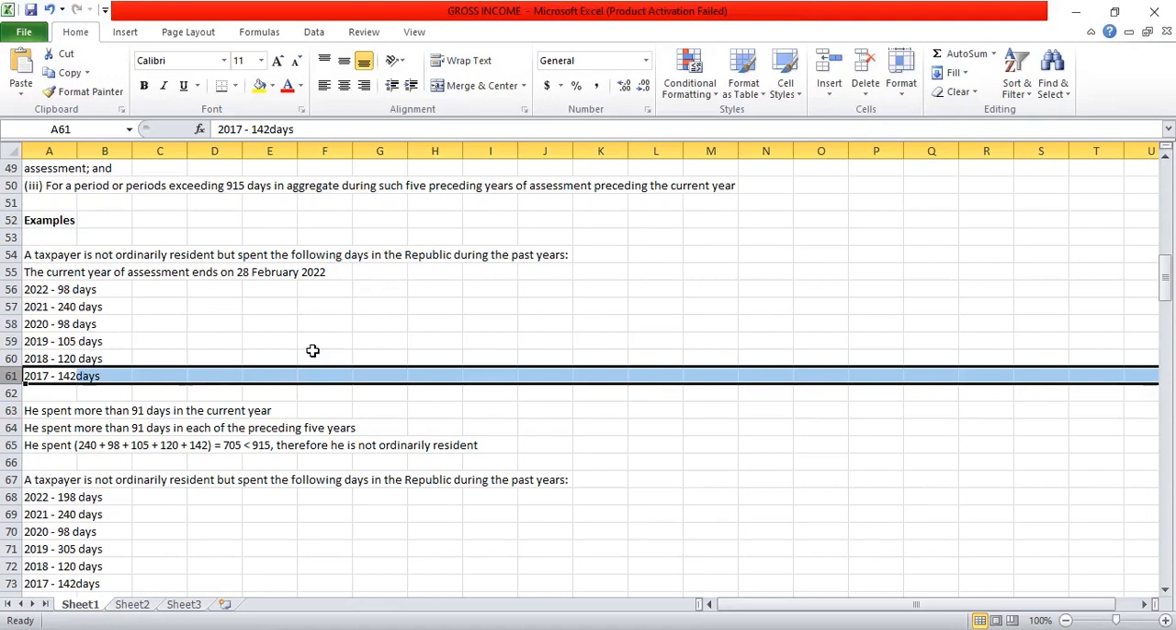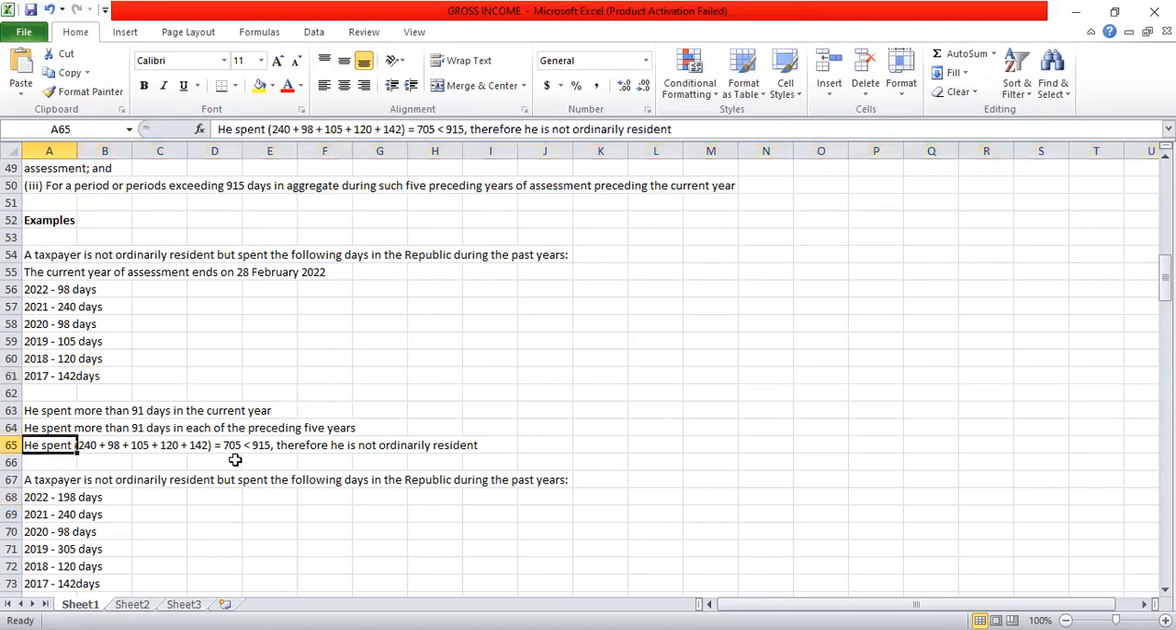Then the last one, we have to add your days in the past 5 years. So if we add these days, that is from 240 to 142, they are adding up to 705. So although you meet number one and number two requirements, because your days are less than 915, you are not ordinarily resident. So you only be taxed on the income that you receive here in South Africa.